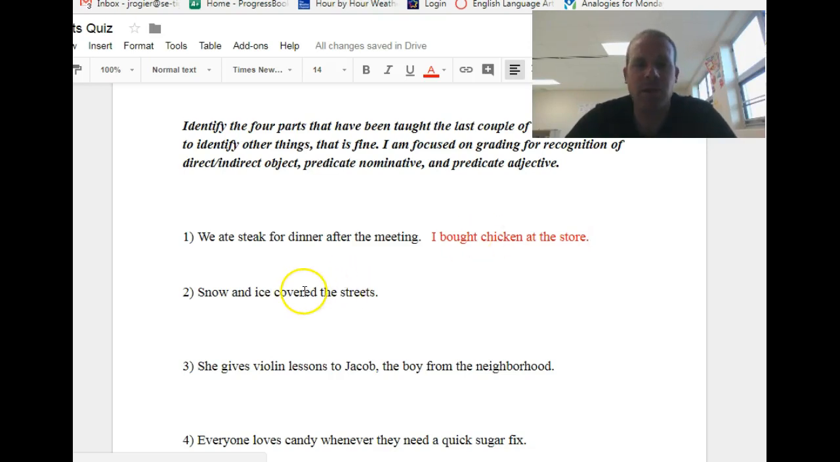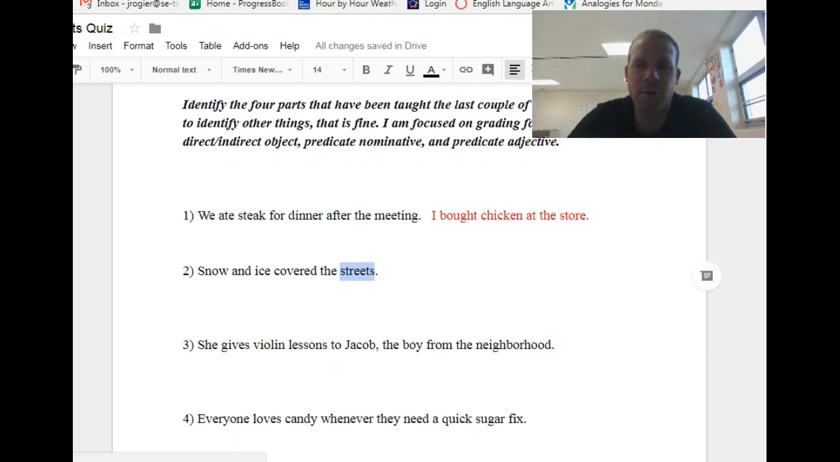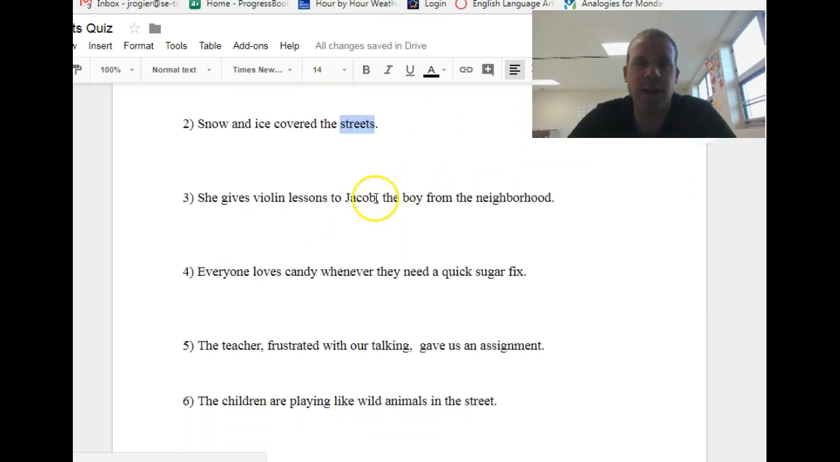All right. Snow and ice covered the streets. We had streets as the direct object. Streets would be a direct object there. Number 3, she gives violin lessons to Jacob, the boy from the neighborhood. We have she gives. What does she give? She gives lessons. And so lessons comes off of an action verb. So lessons is a direct object there. A lot of people had marked Jacob for something, indirect object, but it does not fit the rule. Indirect objects cannot come after the direct object, so that would not work.